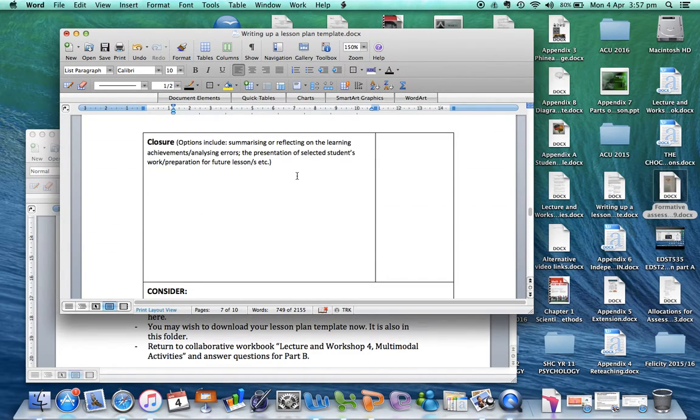In terms of closure procedures, so this is summarising or reflecting on the students' achievements or analysing errors. And one of the things where students often lose marks is they just write up homework activities and say goodbye. There's far more to closure than that.